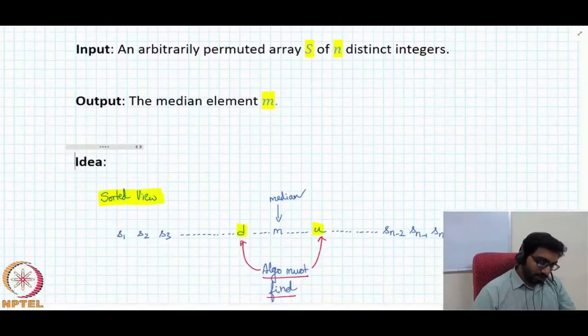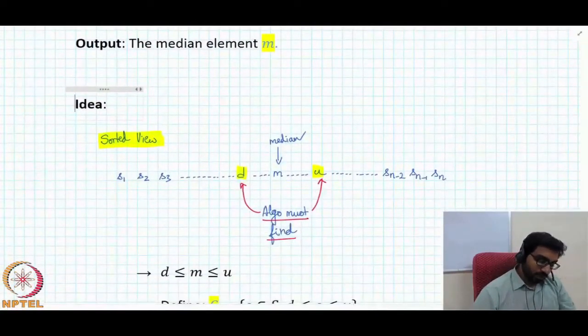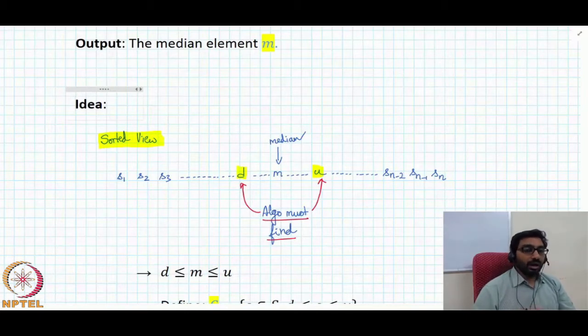And the key idea is the following. So we have an input array S. Let's view this array in its sorted form. I'll have to emphasize here that the input is arbitrarily permuted. When we're talking about the sorted view, we're purely talking about the array from an analysis point of view. So there's no sorting that's actually happening. In this sorted view, the middle element, of course, is the median.